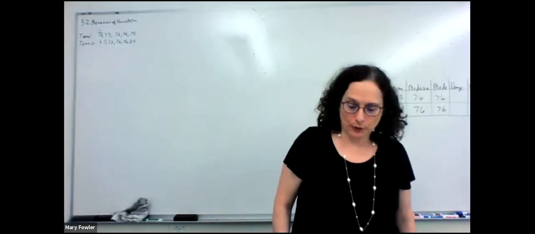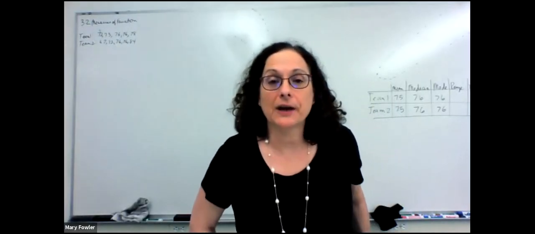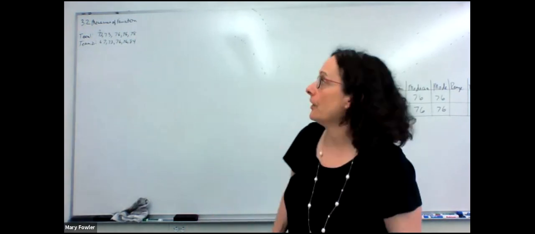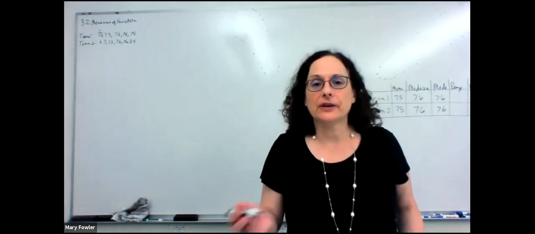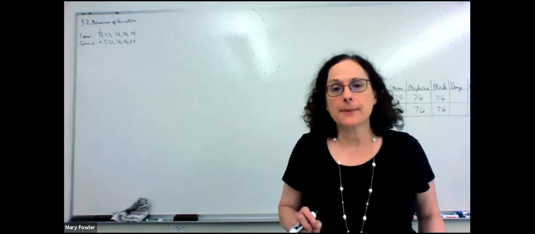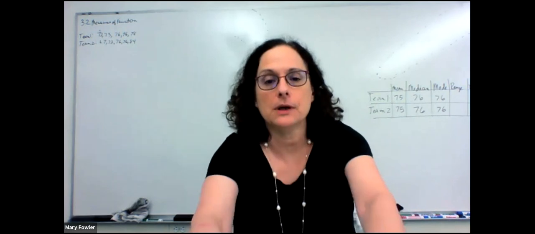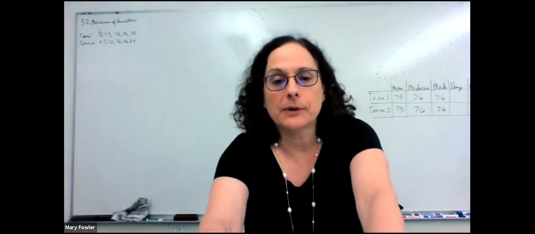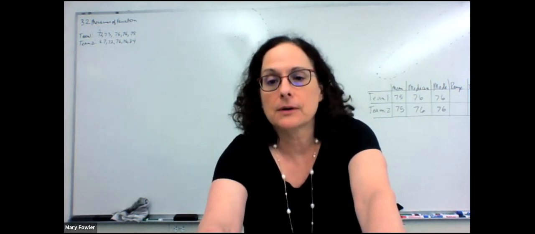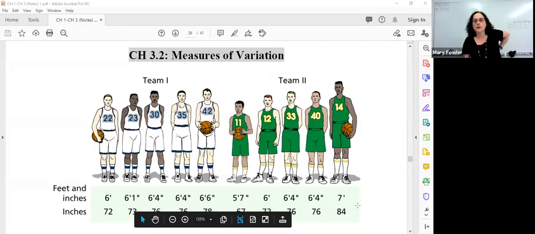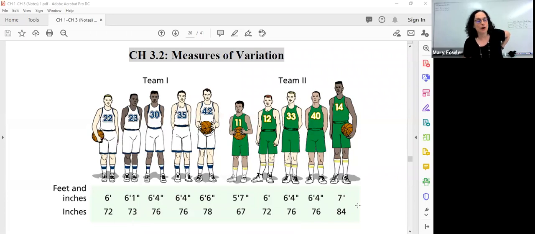Hi, so we're going to be working on section 3.2, measures of variation. In section 3.1, we began by looking at two basketball teams. Actually, I'm going to share my screen so you can see a picture of these basketball teams here. Okay, and what we had gone over in section 3.1, part 1, was that we calculated their mean, their median, and their mode.